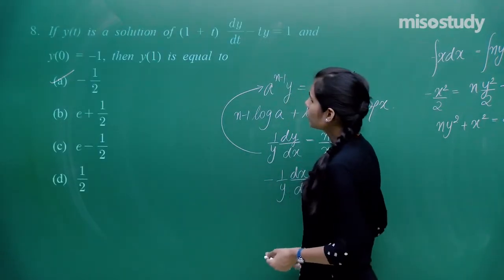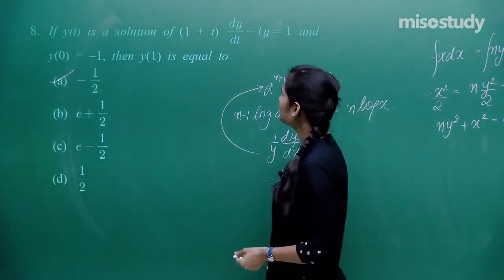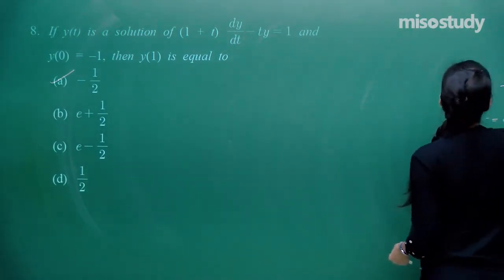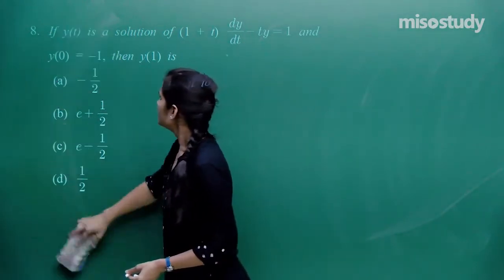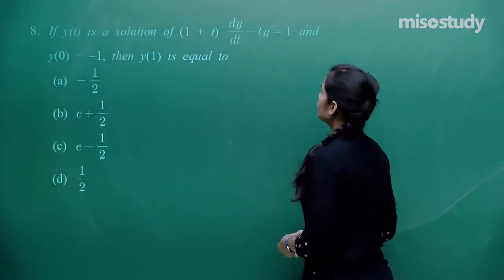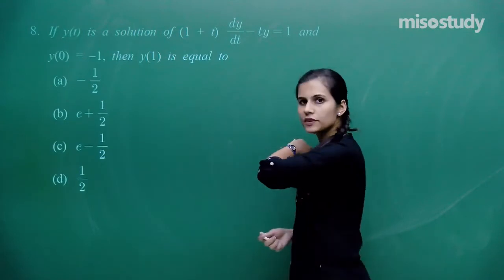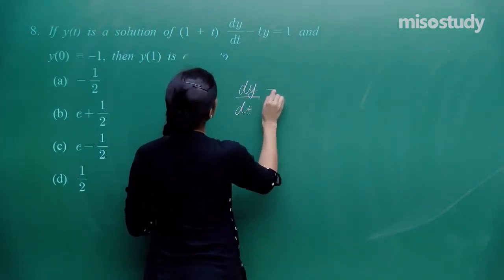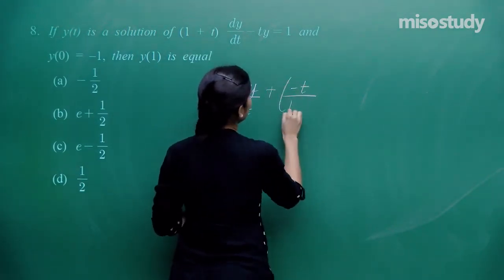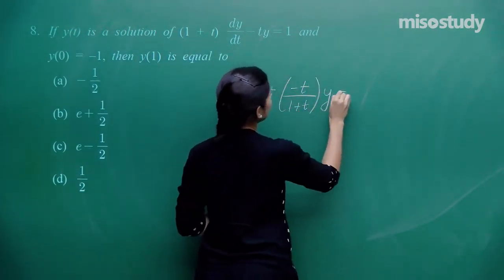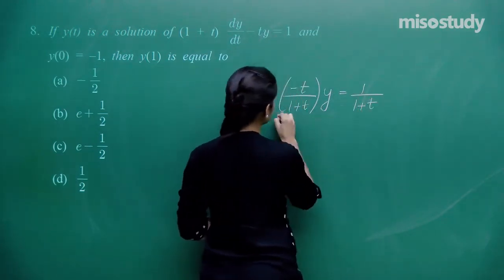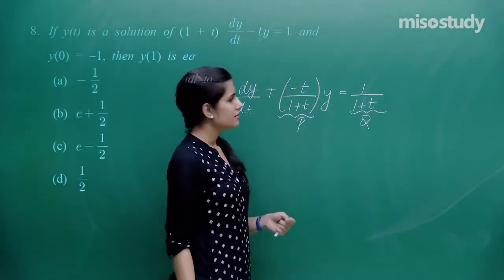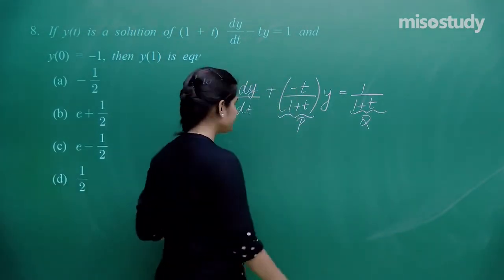Next question is what? It says if this is the solution of this differential equation and y of 0 is minus 1, then y of 1 is equal to what? Let's calculate. Again you can see this is a linear differential equation. Write it in the standard form: dy by dt plus minus t upon 1 plus t y equals 1 upon 1 plus t. This is p, this is q, which are functions of the independent variable t.